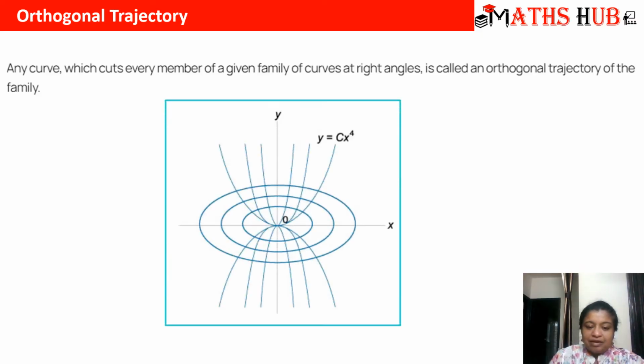Right. So here in this figure, you can see a set of ellipses and a set of parabolas. You can clearly see that the set of parabolas is perpendicular to the set of ellipses. So we will say that the parabolas and the ellipses are orthogonal trajectories of each other. Now the question here is: if one family is given to us, how do we calculate the other family of curves which are orthogonal to it?